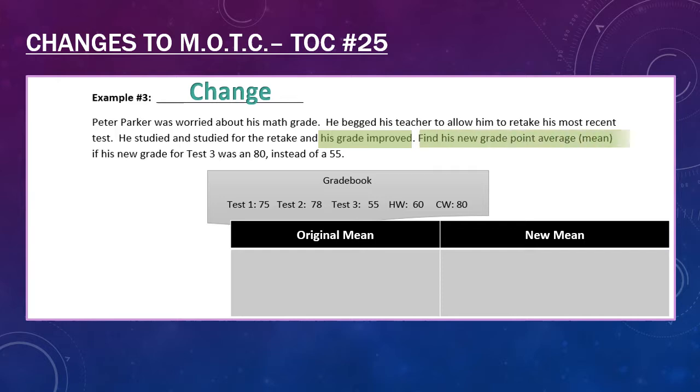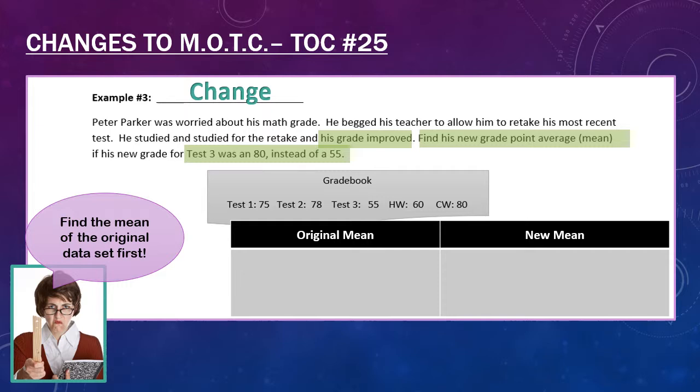His new grade point average is what we're finding, and his grade was a 55 and now is going to be an 80. So if you look at the grade book, test 1 was a 75, test 2 was a 78, test 3 was a 55, homework was a 60, and classwork was an 80. So we're going to find the original mean first. So go ahead and add those together. 75, 78, 55, 60, 80, add them all together, and we get 348.